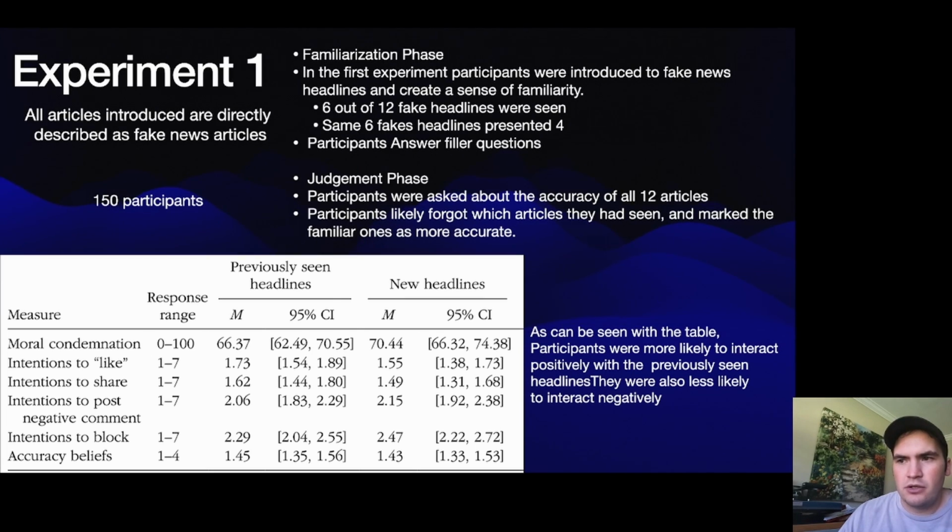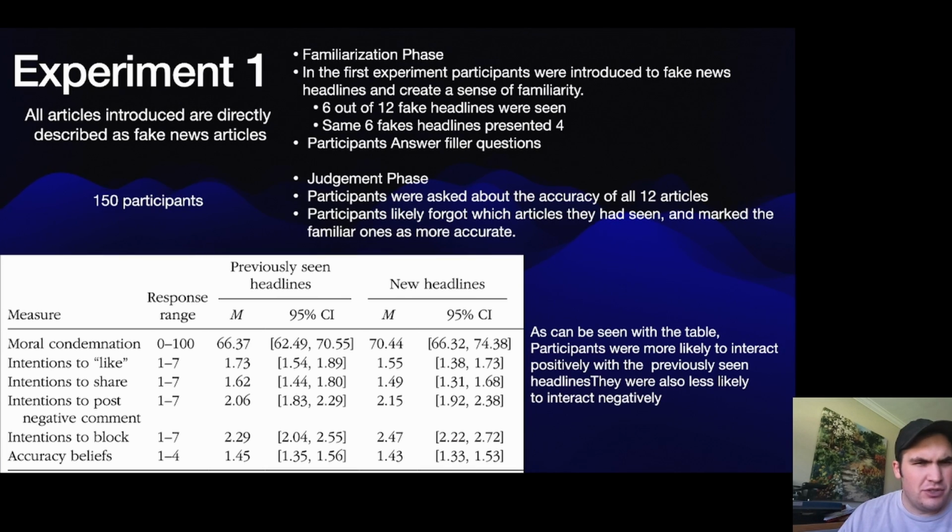Then they're going to go through this familiarization process, and they're going to do this familiarization process for all 4 experiments with all the different types of participants. In each one, they're going to look at 12 headlines. In the familiarization process, they only look at 6 of them. This is the first half. And in the first experiment, they see all of them 4 times. They engage with all of them 4 times.